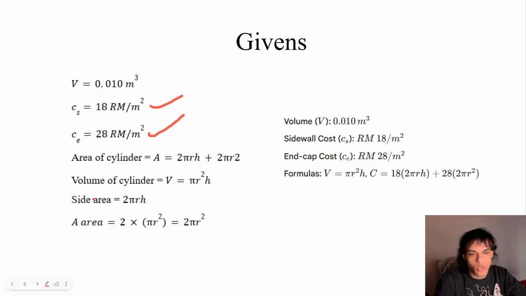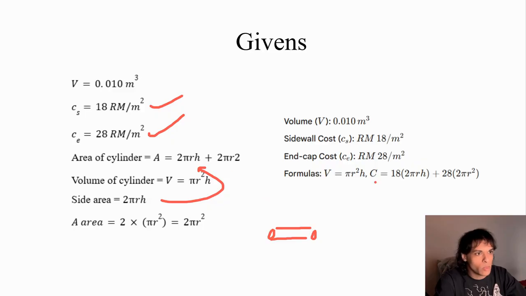But before that, to figure out the area of each of the end caps, it's just the area of the circle multiplied by 2, since we have two end caps. And then the area of the side is going to be the normal area of the side, 2 pi r times h, right? And we know this from the cylinder area formula right here.